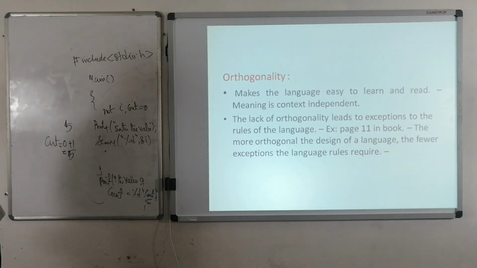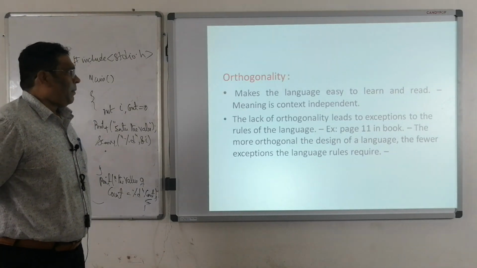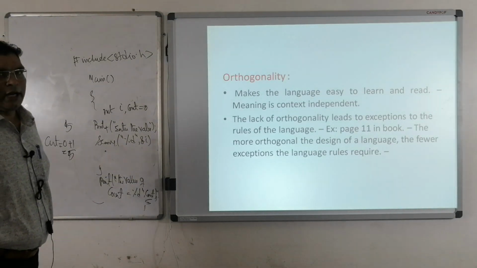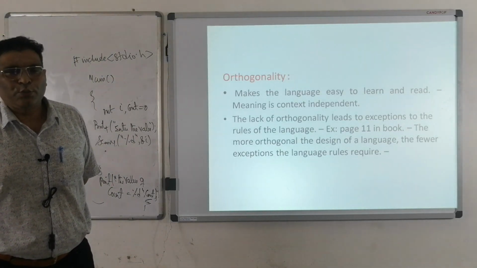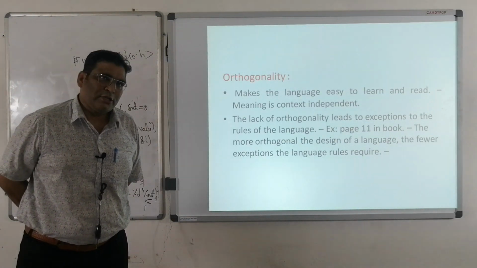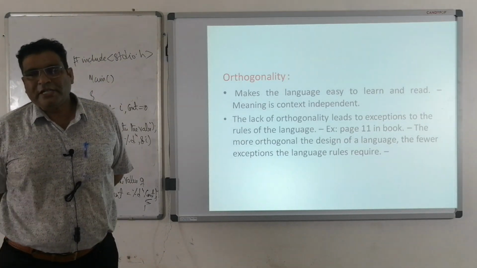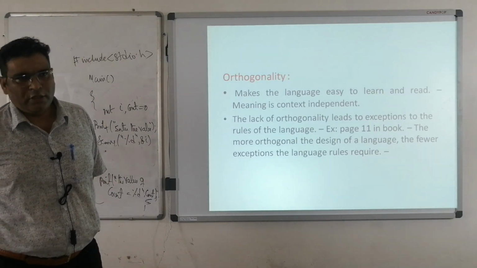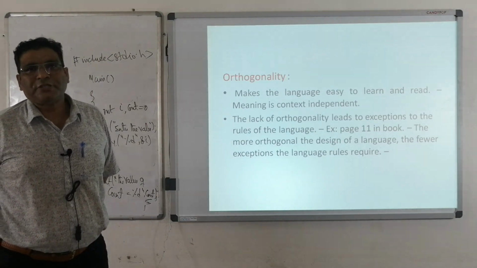Orthogonality. What do you mean by orthogonality? The meaning is that it makes the language easy to learn and read. Let's take an example. If you go for an abstract, on a book, there are page numbers written on it. On page number 4, so and so content is already there. So let's take an example. If you go to page number 50, and when you turn back and go to the book, you find some content over there. Fine. That means as per the abstract, it is written.